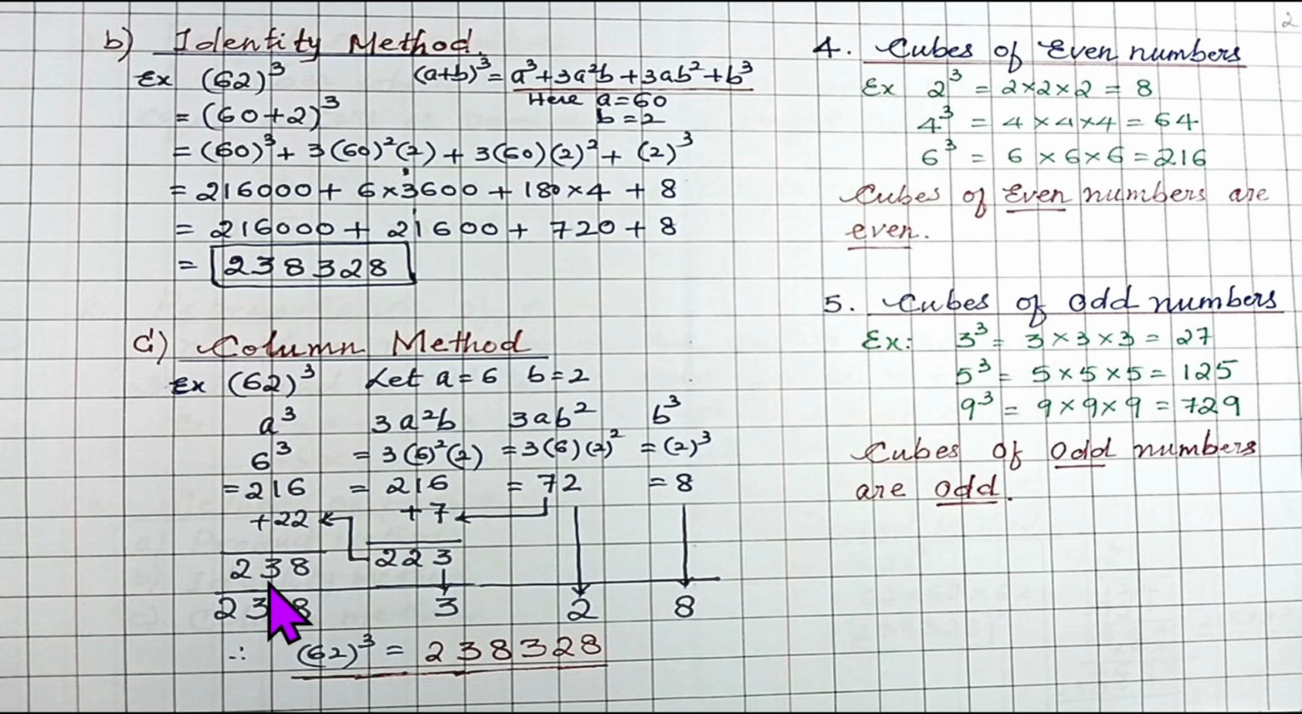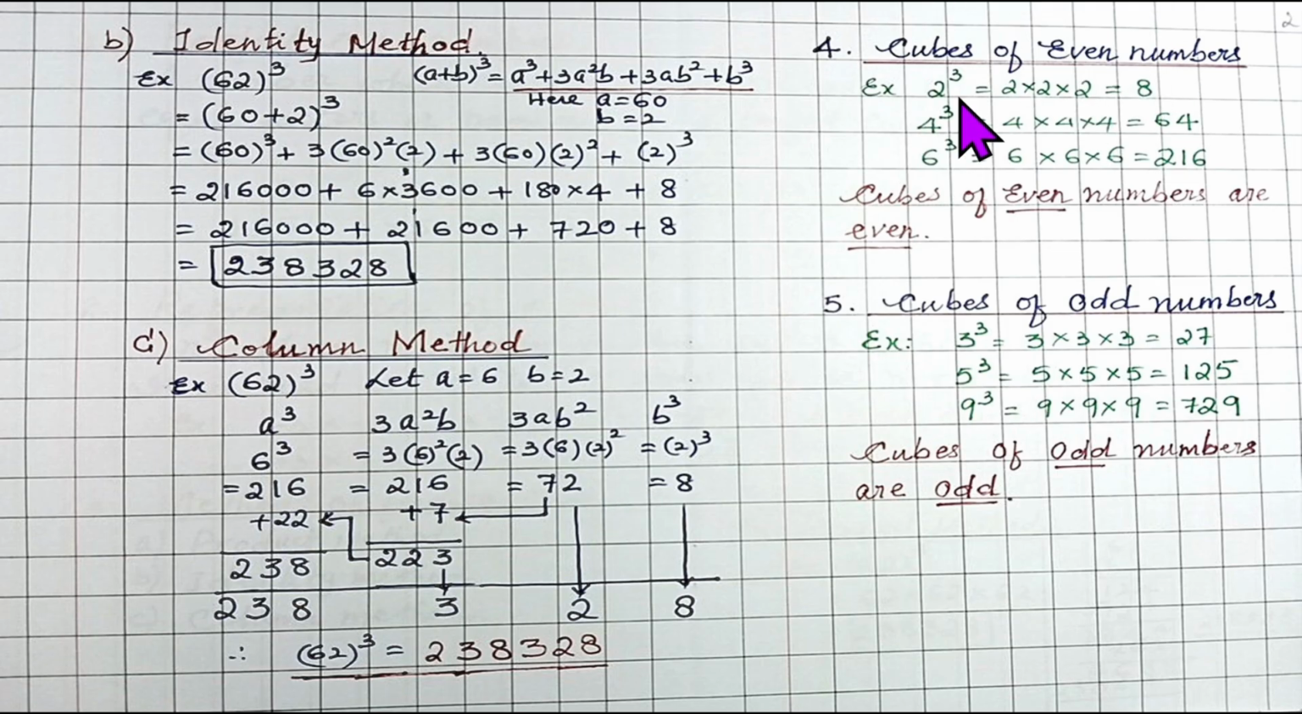Now 216 plus 22 becomes 238, so there is no further column, and therefore bring 238 down, and therefore the answer is 238328, which is the cube of 62, and which is the correct answer. So that is the method. You have to practice this and you will understand it very easily.